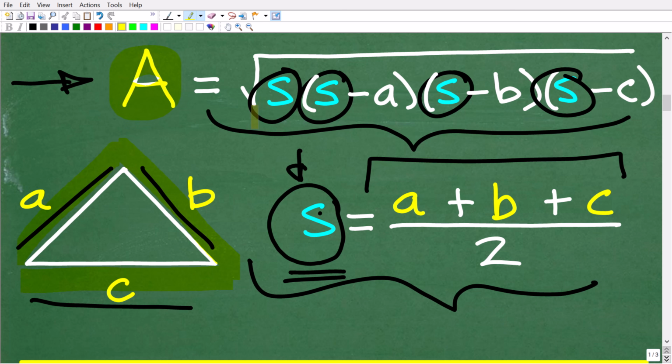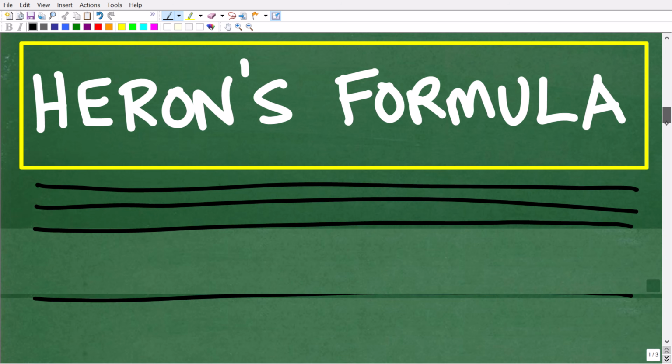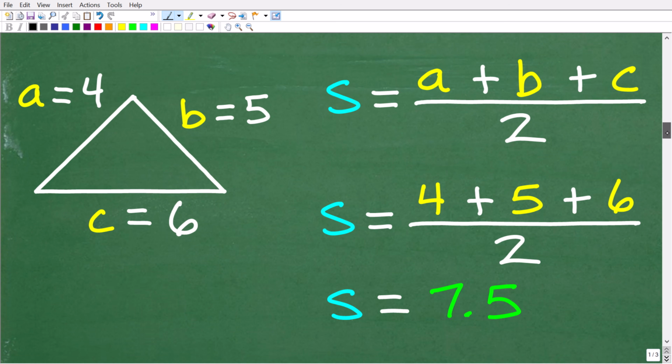So the area is going to be equal to the square root of S times (S minus A) times (S minus B) times (S minus C), where S is the semi-perimeter, and that is going to be the sum of the sides of the triangle divided by 2. What we're talking about here is a big number crunching operation. So let's go ahead and apply the formula right now.